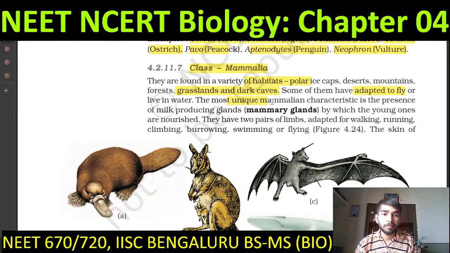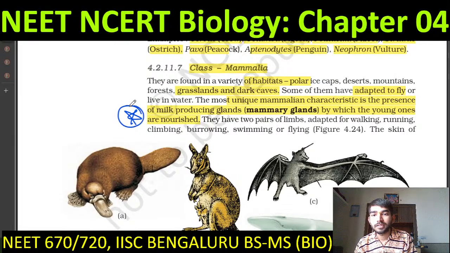The most unique mammalian characteristic which is present in all the mammals is the presence of milk producing mammary glands by which the young ones are nourished. So this is like a defining character for the mammals, which is present in all the mammals, mammary glands. They have two pairs of limbs, adapted for walking, running, burrowing, all the different activities.